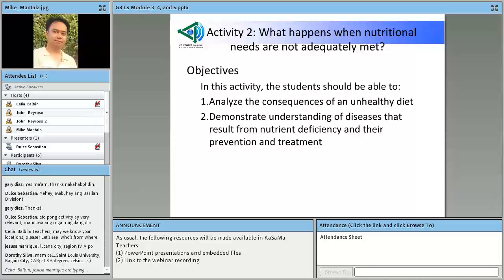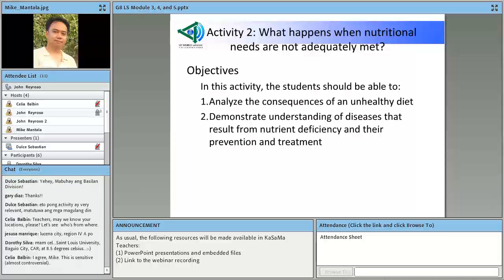Okay, so what's important here is that our students are made to understand what these diseases are that could result from nutrient deficiency, and that it can actually be prevented. Okay, and there's treatment if it's already a problem in their family. There's a treatment to it.